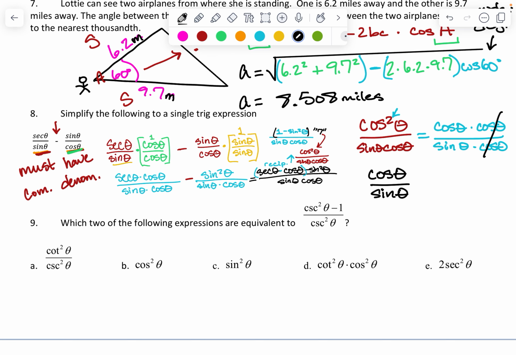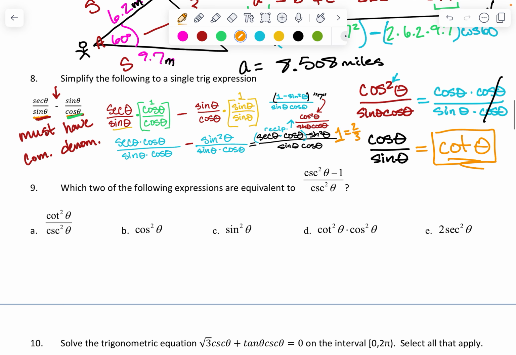And one last time, if you remember first equals second over third, you can use your hexagon and you can even simplify this further to cotangent of theta. So we were able to take this entire beginning expression and simplify it all the way down to cotangent.